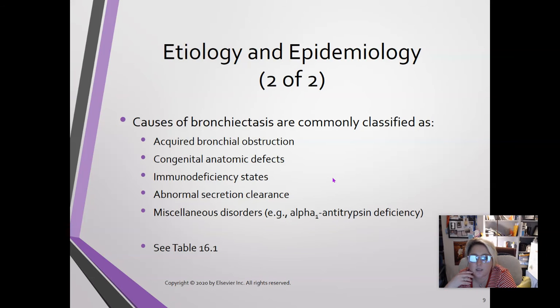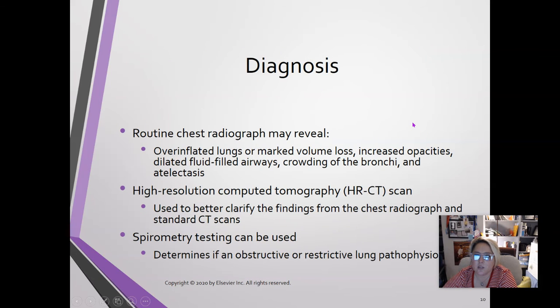Other risks include tracheobronchial abnormalities, advanced age, malnutrition, alpha-1 deficiency, socioeconomic disadvantage, congenital anatomic defects, immunodeficiency, abnormal secretion clearance, and miscellaneous disorders. There are a whole bunch of them in table 16.1. So our diagnosis: the primary diagnostic tool includes an internal diameter of a bronchus that is wider than its adjacent pulmonary artery.